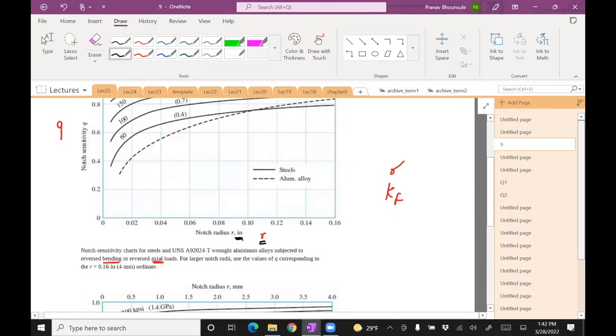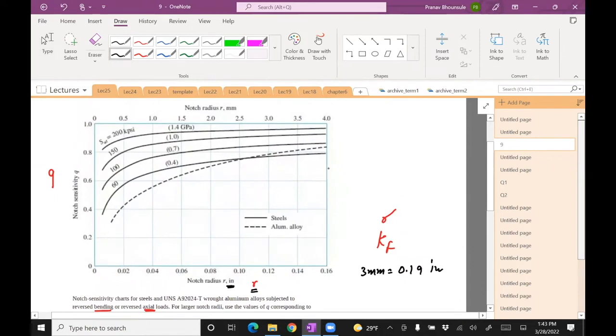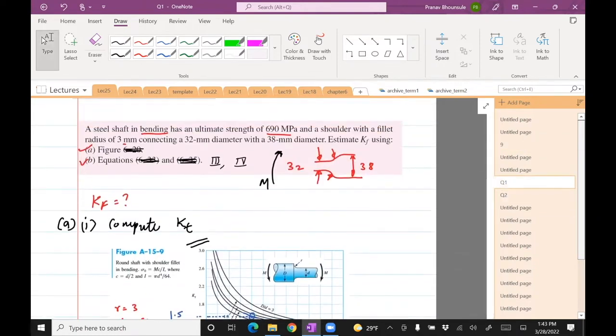It's in inches, so we need to convert. Is it 3 mm or 3 inches? I think 3 mm. Can we look at the bottom graph? So I'm going to convert 3 mm to inches. 3 mm is 0.19 inch. Oh, it's off the chart. We also need SUT, and our SUT is given as 690.